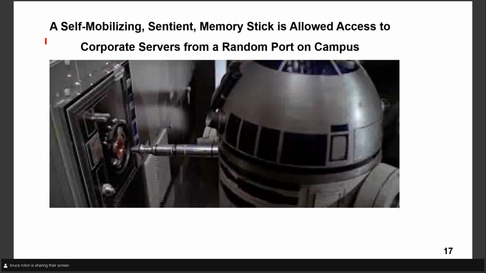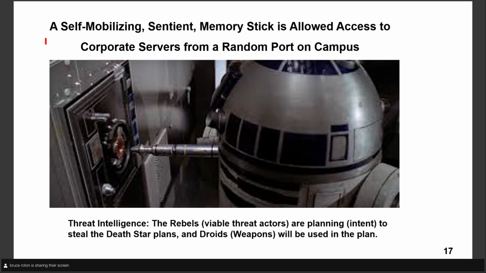First, here's an example. A self-mobilizing sentient memory stick was allowed to access the corporate servers from a random port on the campus. But if they had had this one bit of threat intel, that the rebels, viable threat actors like we talked about last time, are planning intent to steal the Death Star plans and droids, and weapons will be used in the plan, they would have locked down all those ports.